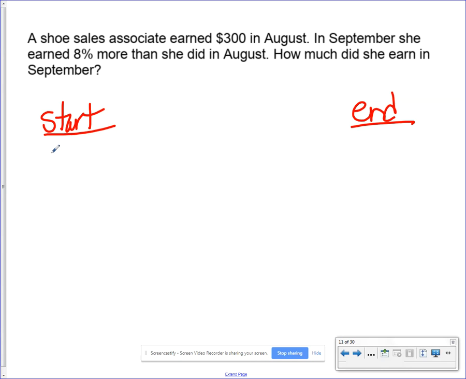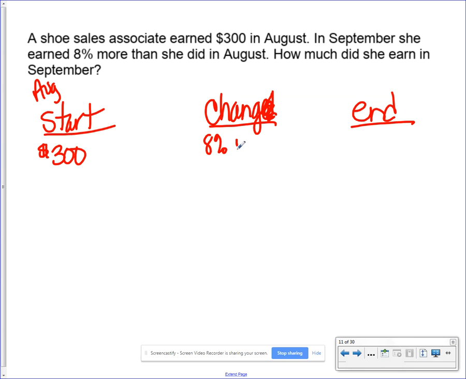A shoe sales associate earned $300 in August. Okay, so August is your starting number. In September, she earned, changed, I'll just say change. She earned 8% more. 8% increase, in other words. How much did she earn in September? I don't know. But guess what? You can figure it out. If you know the percent that it increased, we can figure out the amount here.